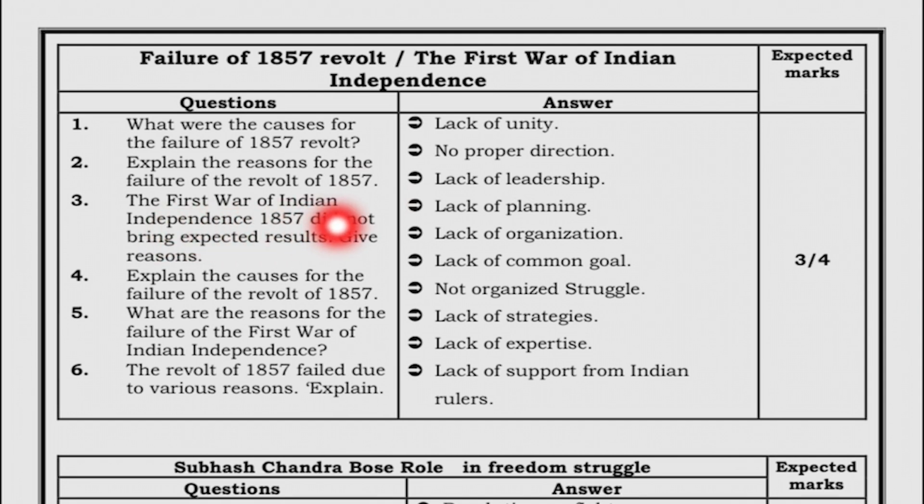The first war of Indian independence in 1857 did not bring expected results. Give reason. Explain the causes for the failure of the revolt of 1857. What are the reasons for the failure of First War of Independence? So what are the main reasons? It is lack of unity, leadership, planning, organization, common goal, lack of strategies, lack of expertise and lack of support from Indian rulers. Very important. That is why we said that lack of unity, then no proper direction, and it was not an organized struggle.